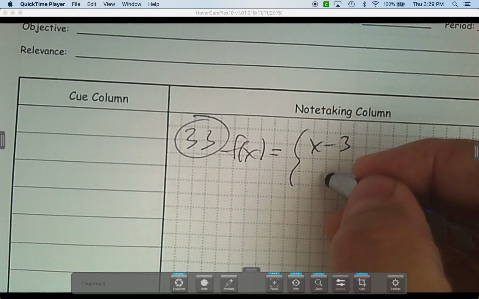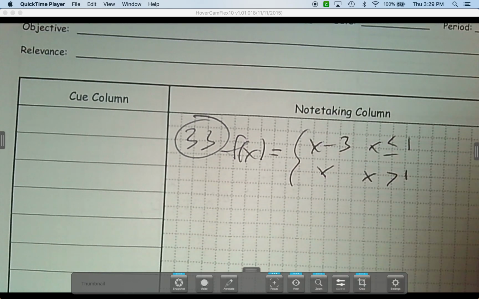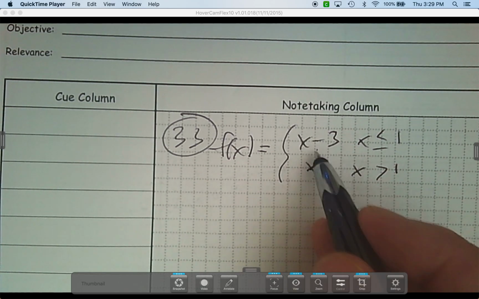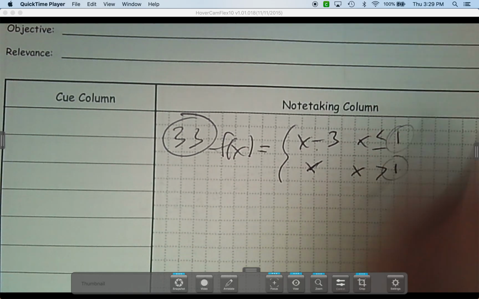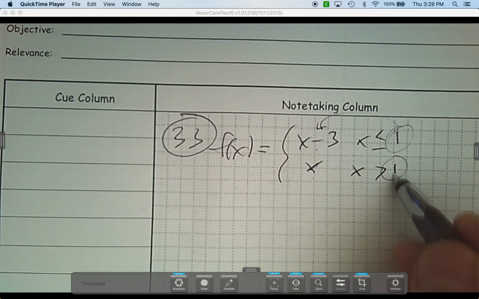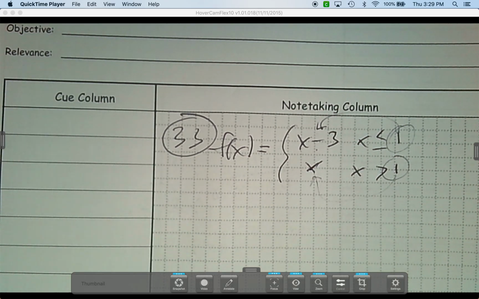33. Again, a piecewise, look at each piece first. So if I look at the top piece and the bottom piece, they're lines, they're continuous. So I just need to look at +1. What happens when I plug +1 in on the top? -2. What happens when I plug +1 in the bottom? +1.